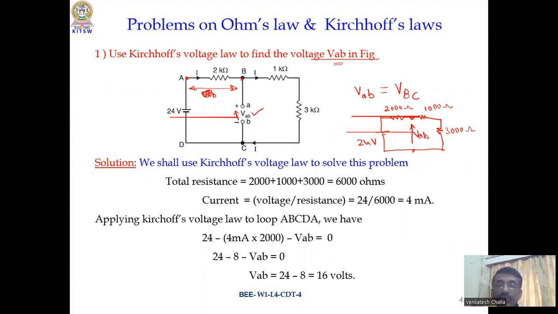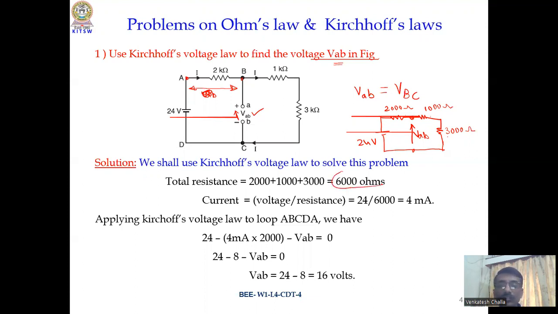So now we can see here there is only one closed path, so current flows like this. Now I can find what is the current here. The current in any circuit is equal to total voltage divided by the total resistance of the circuit. What is the total voltage here? 24 volts. Between this, how many resistors are connected? 3. So 2000 plus 1000 is 3000, 3000 plus 3000 is 6000. So the total resistance of this path is 6000 ohms.